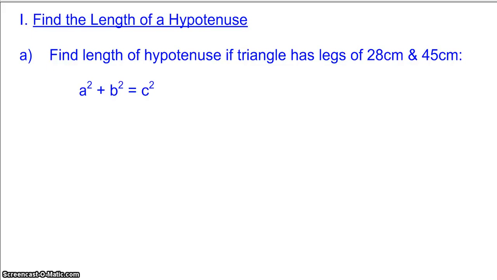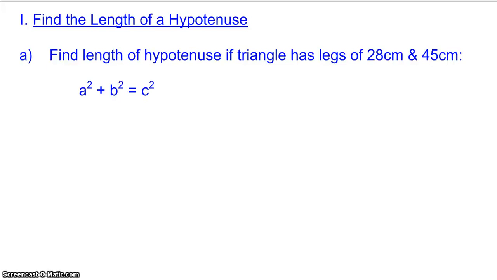We can use it to find any missing side of a triangle, as long as we know two sides, we can find the third. So our first question is: find the length of a hypotenuse if the triangle has legs of 28 centimeters and 45 centimeters. Jot that down. And what would the length of the hypotenuse be?